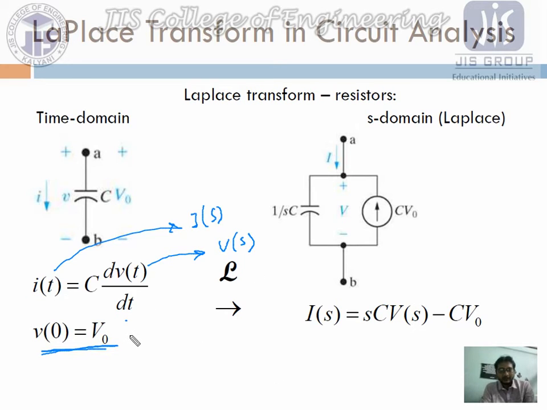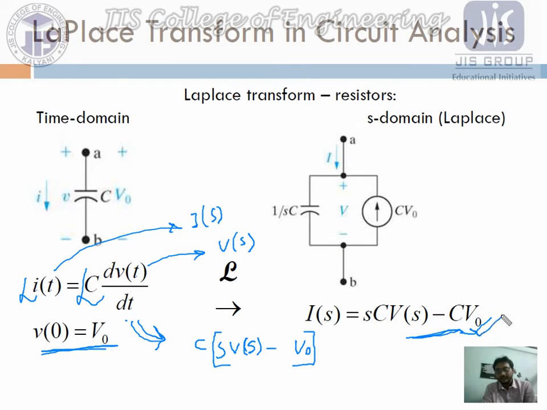So we have to take the Laplace on both sides, from the time domain to the Laplace domain or S domain analysis. If we take the Laplace, it comes like this. C is our constant, and then we have S into V of S minus V0, where V0 is the initial value. If we multiply it, that will be C into S V of S minus C into V0. So that is written over here.